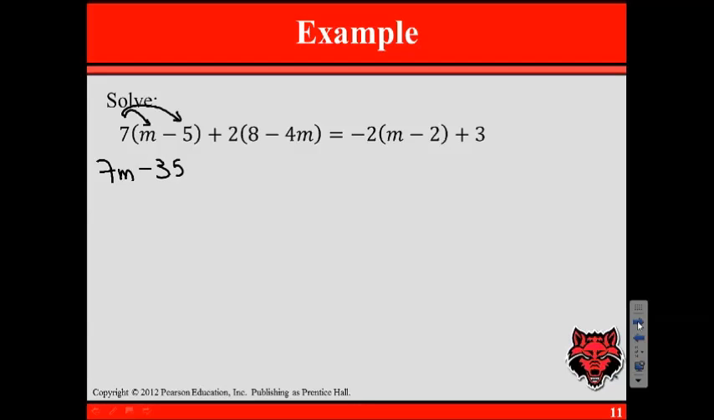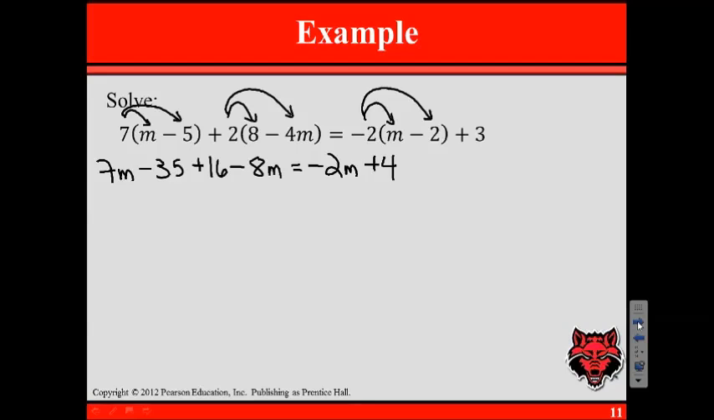We're going to do the same thing with our 2. 2 times 8, 2 times negative 4m. So plus 16 minus 8m equals, on the other side of the equation, distribute the negative 2. Negative 2m, negative 2 times negative 2 is positive 4, and the 3 doesn't get multiplied, it just carries down.